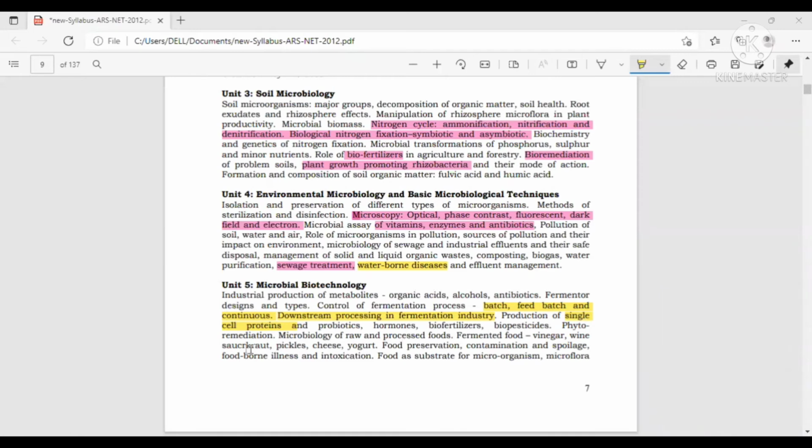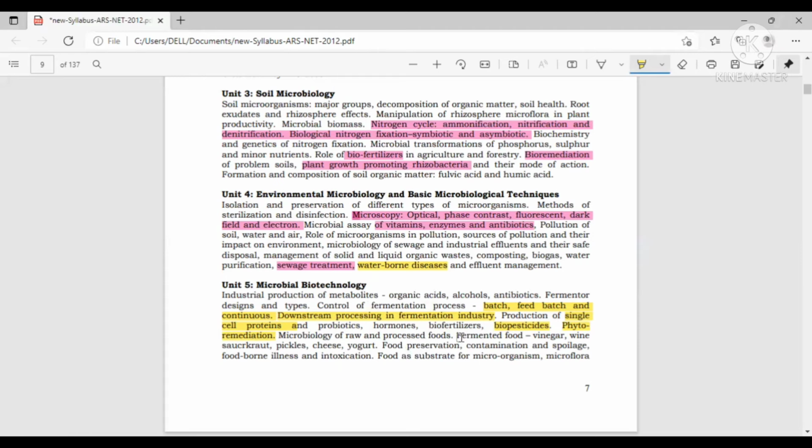Then you have to study single cell proteins, the different groups of microorganisms that can be used as single cell proteins, some probiotics, and some microorganisms that produce hormones, and the biofertilizer topic that we already covered in the previous module. And you focus a little bit on biopesticides also, like bioremediation. Along with that, you can study phytoremediation, a simple topic that you can cover. A brief outline is required related to phytoremediation and how it works, and all that you can study.